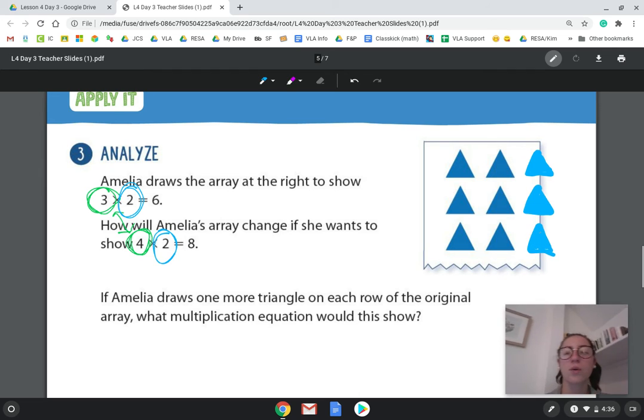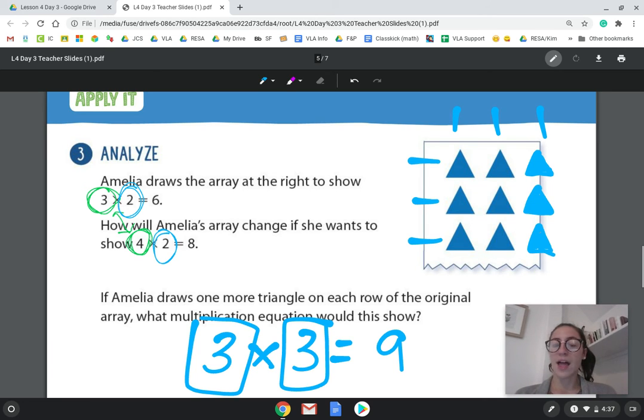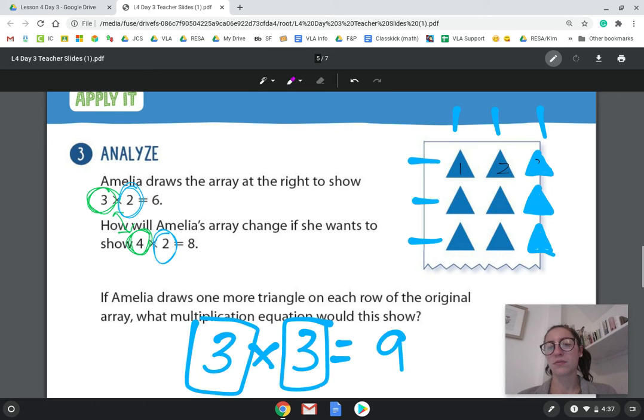My new multiplication equation is going to be 3 times 3 equals 9. And here's why. I have 3 rows. That's my first factor. With 3 triangles in each row. All right, that's how many columns I have. That's why my second factor is also 3. Total, I have 9 triangles in all. So what I did, friends, easy peasy. I just counted each triangle that I had. Or you can skip count by 3s, whichever is easier. All right, friends, we are done with page 101.